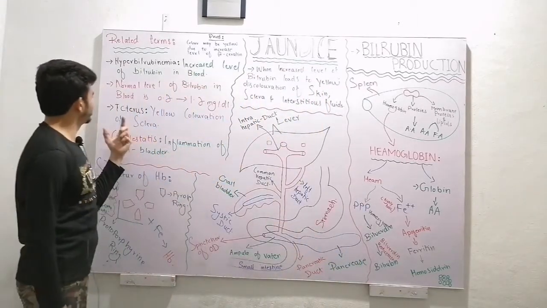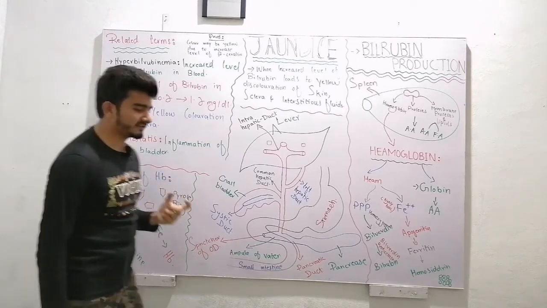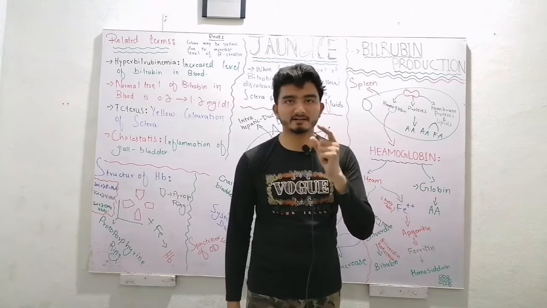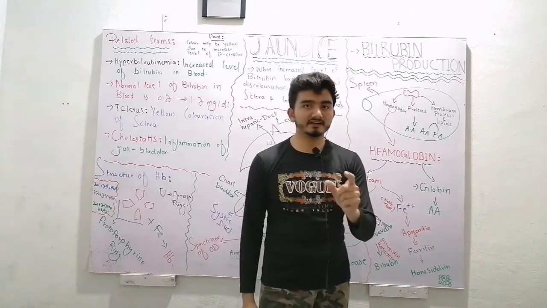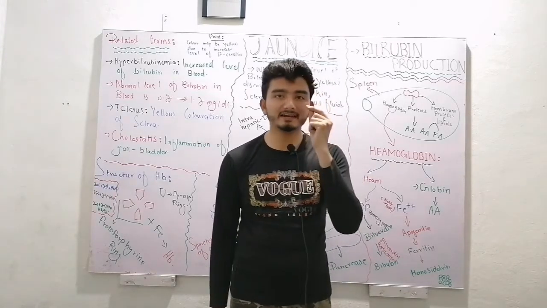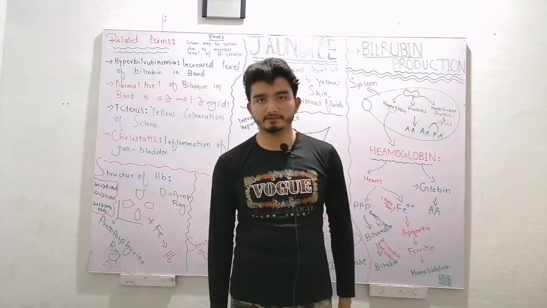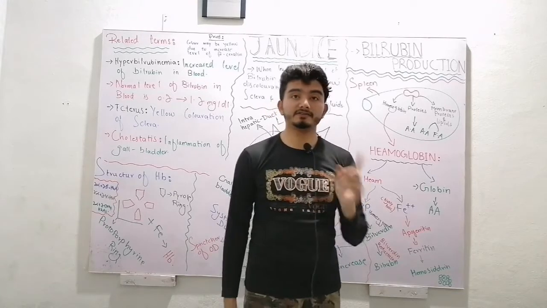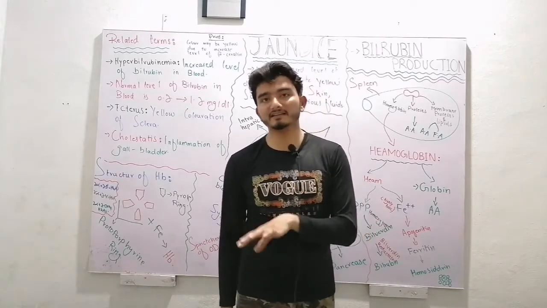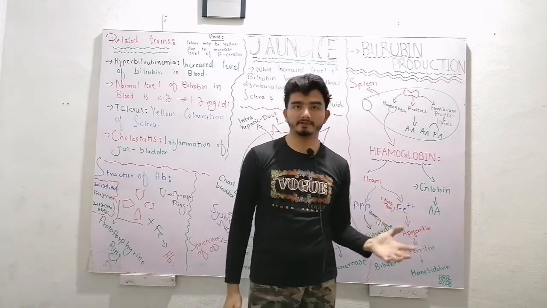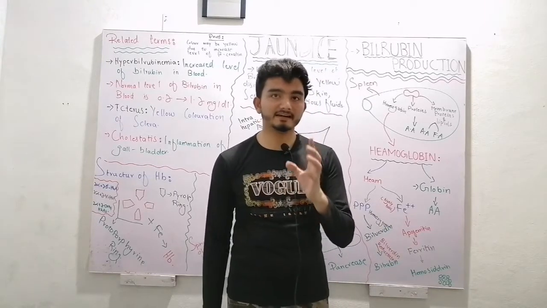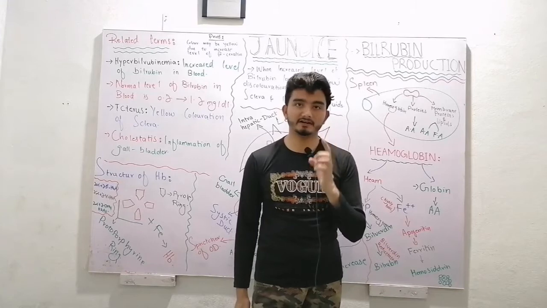Another term is icterus. What is icterus? There is a membrane in the eye, and that is called the sclera. When there is a yellow coloration of the sclera, that is called icterus. So don't be confused between icterus and jaundice. Icterus is something else and jaundice is something different. Icterus is a yellow coloration of the sclera, and the sclera is the membrane which is present in the eye.